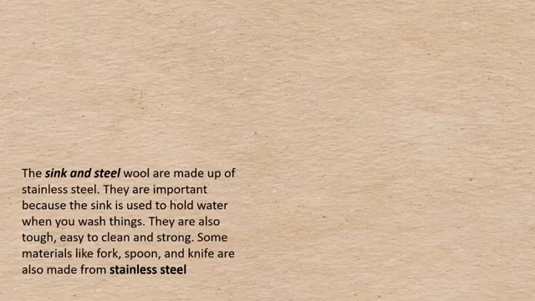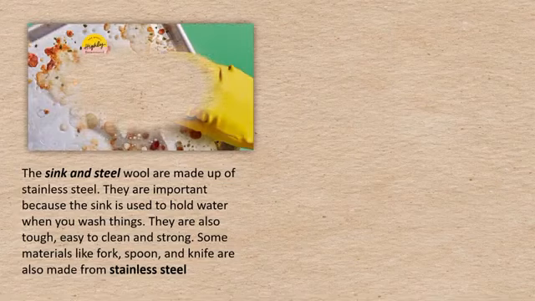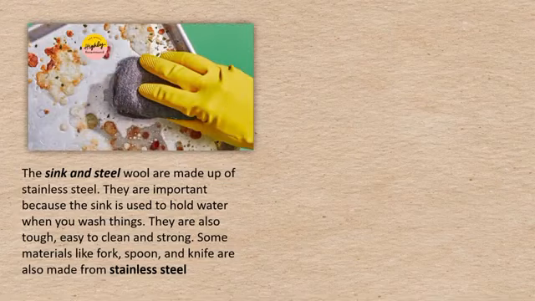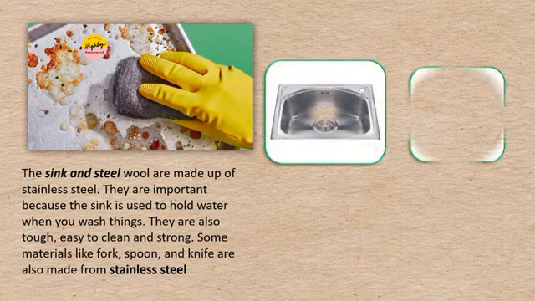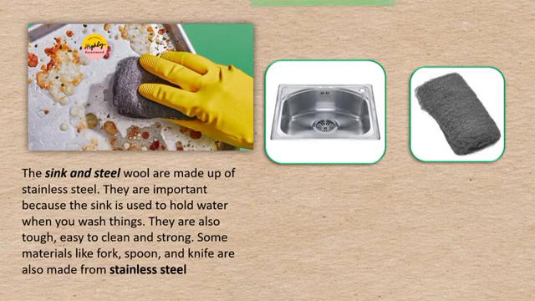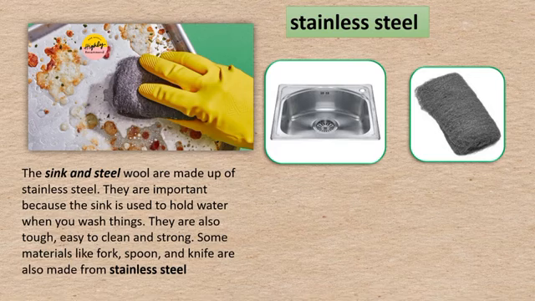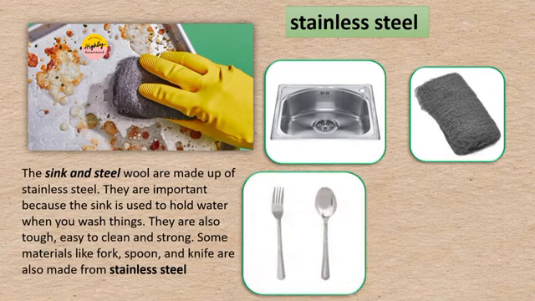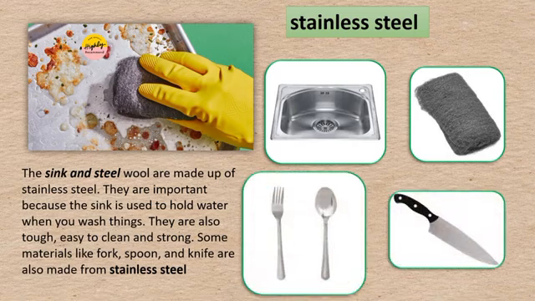Try to help your mother scrub the steel sink using steel wool or wire sponge. The sink and the steel wool are made up of stainless steel. They are important because the sink is used to hold water when you wash things. They are also tough, easy to clean, and strong. Some materials like fork, spoon, and knife are also made from stainless steel.